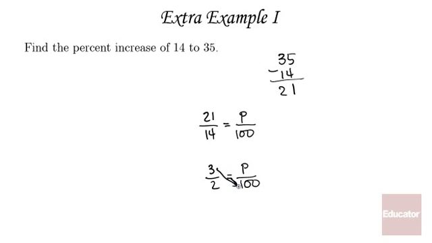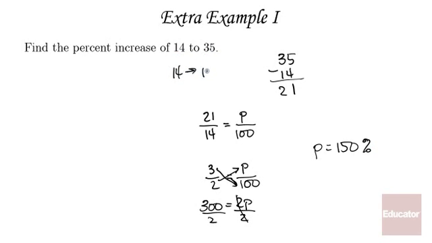Now we're going to find the cross product. 300 equals cross product 2P. Divide both sides by 2, and P equals 150. So there's a 150% increase. And we can see that here because not only has it increased another 14, which would be 100%, that would get us to 28, and then it's another 7 on top of that, another 50%. So here the percent increase has gone up over double, so 150%.